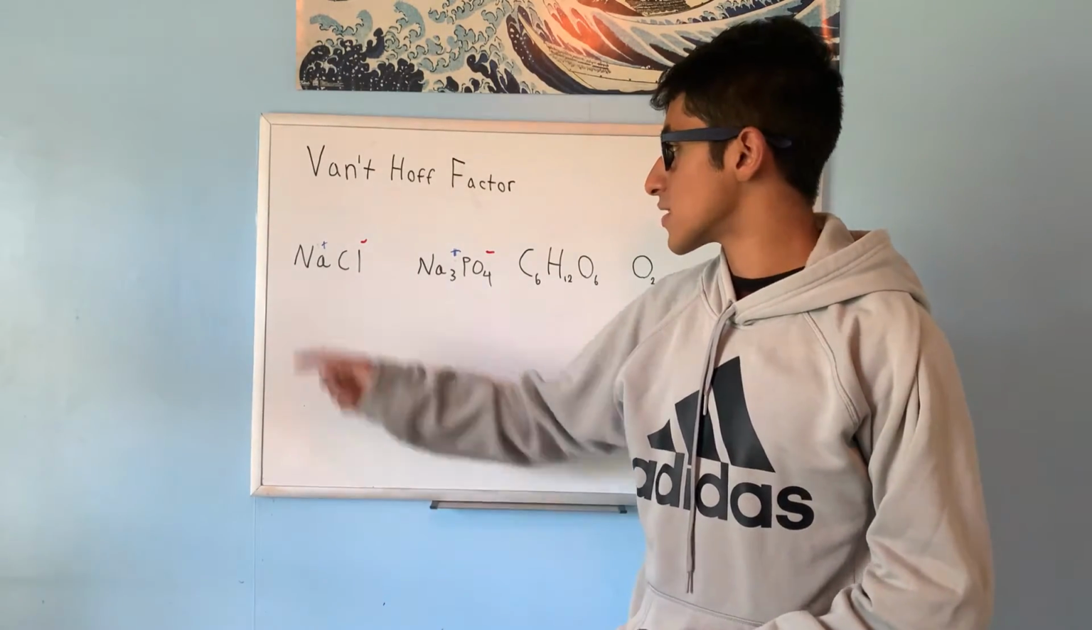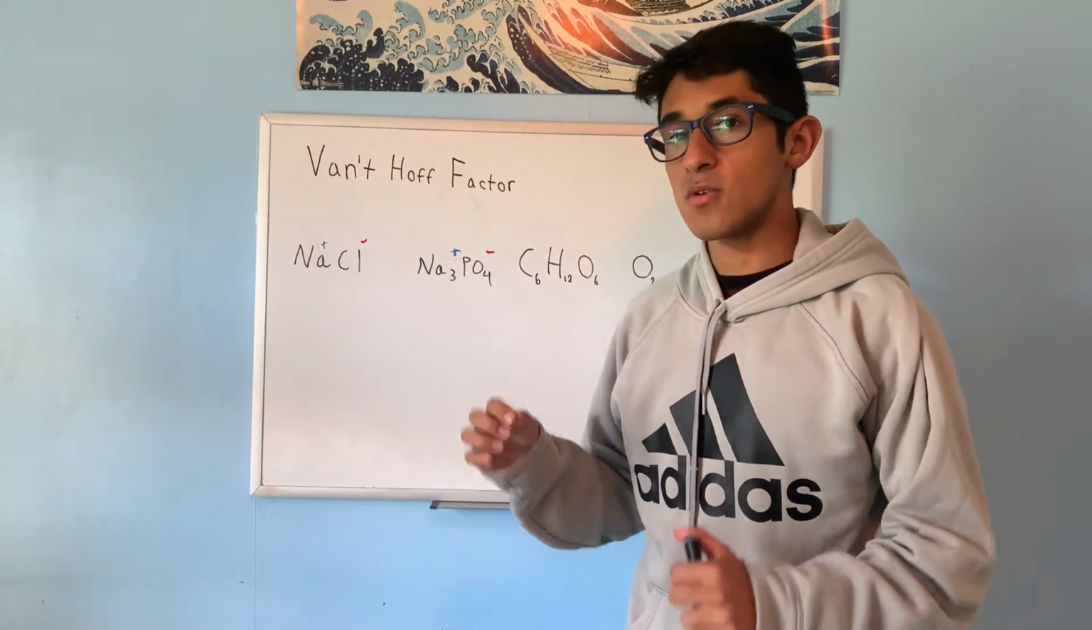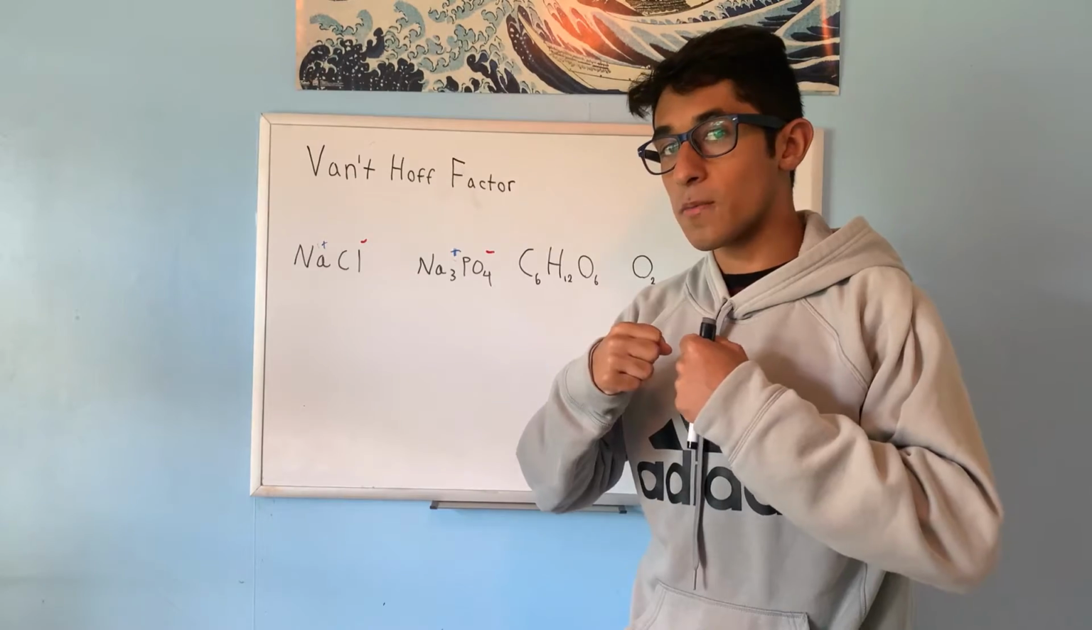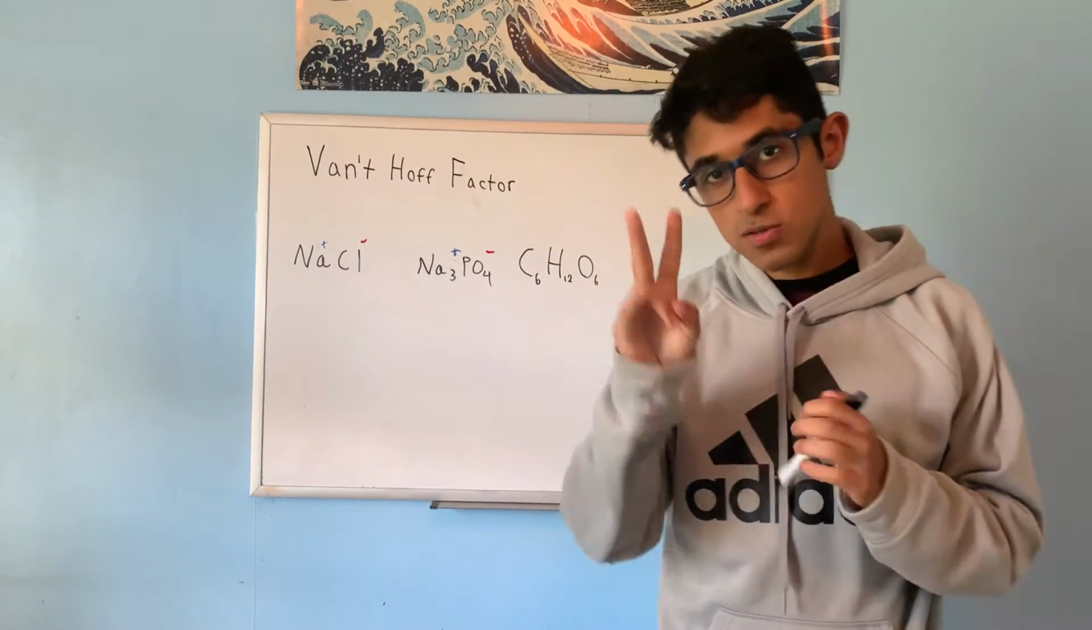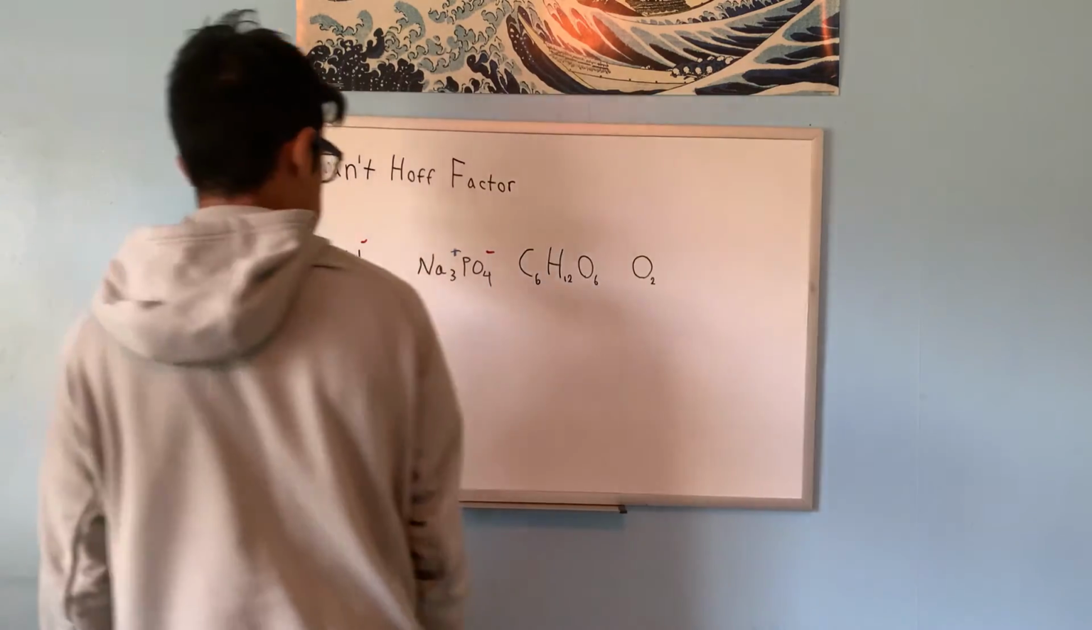First, let's look at table salt, NaCl. We know that sodium is positive and chlorine is negative. When you put it into water, ion-dipole bonds will form and pull the two apart into two separate ions. So we could say the Van't Hoff factor is equal to 2.